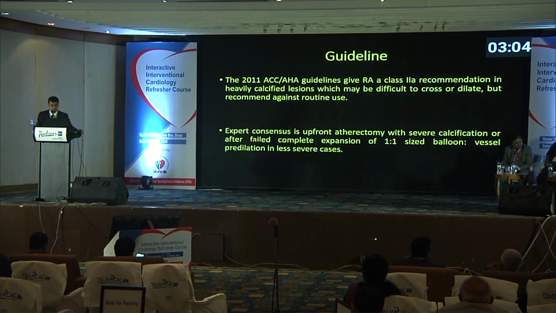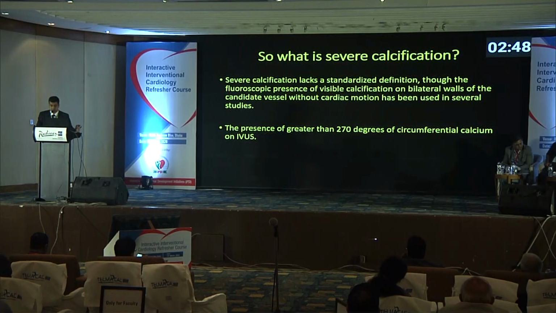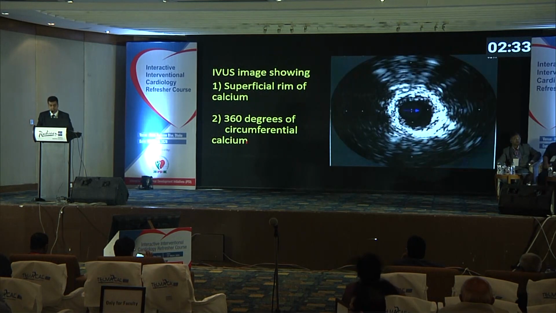So what do the guidelines say? The 2011 ACC and AHA guideline recommended 2A for rotablation. Expert consensus said in case of severe calcification or after failed expansion, rotablation can be done. So again, what is severe calcification? There is no specific definition, but fluoroscopically if we see calcium on bilateral walls, or if we have IVUS and it shows 270 degrees of circumferential, preferably superficial layer of calcium. Like in this case where we can see a superficial rim of calcium and it's almost 360 degrees.